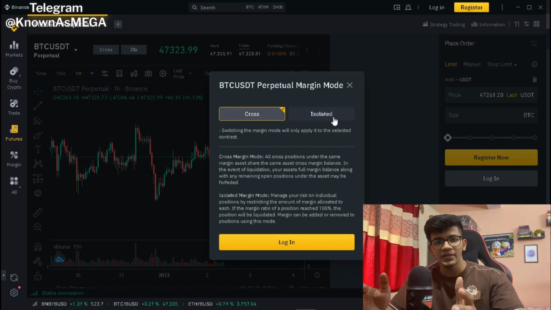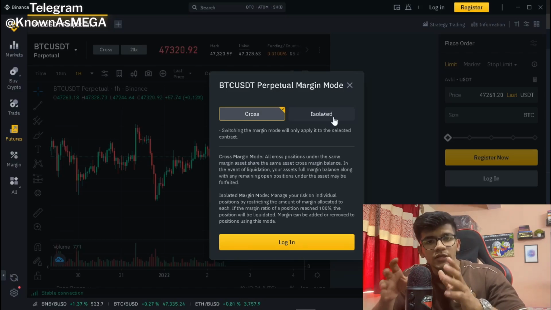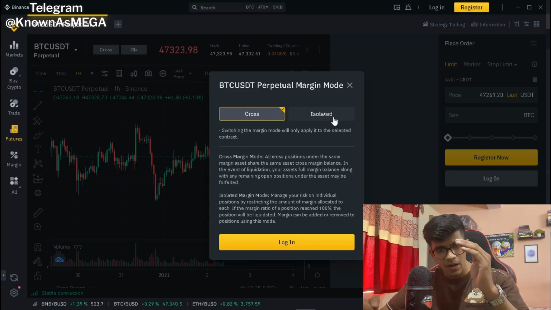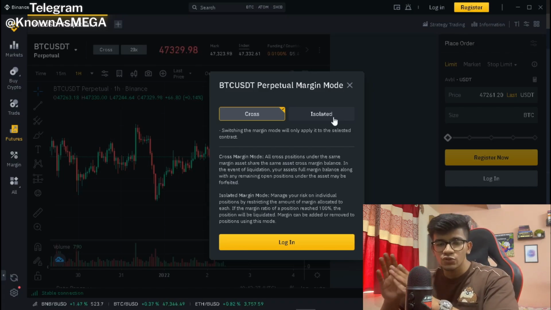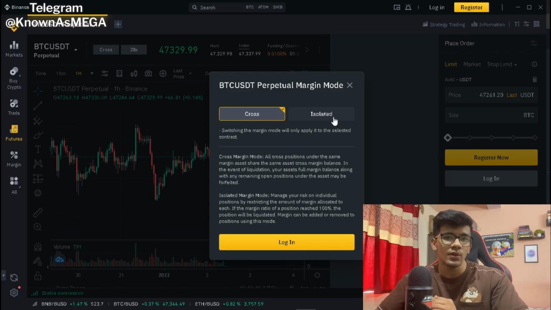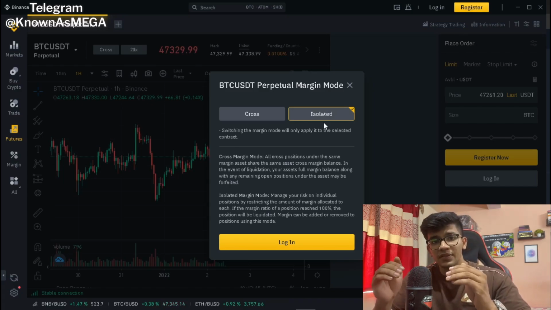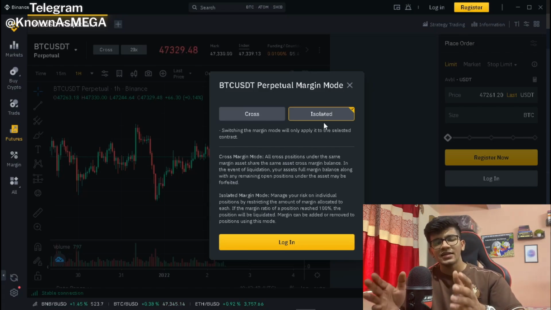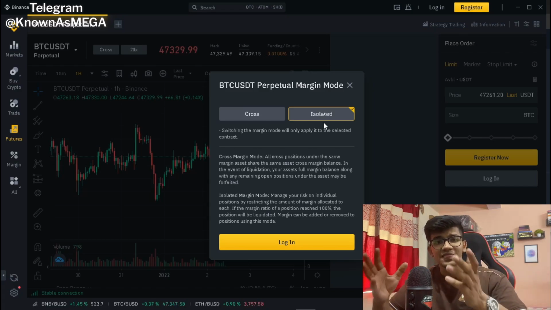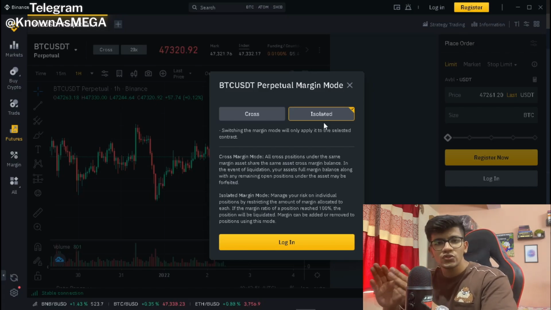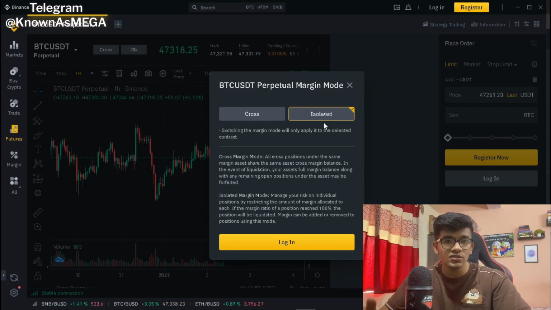Cross means that if you are taking a particular trade, you are putting your whole account at risk if you don't place a stop loss. For example, if I have a $10,000 account and I deploy $1,000, but I have taken a lot of leverage and the market goes against me, my whole $10,000 is at risk even though I deployed only $1,000. That is cross margin mode. And what is isolated? If I have a $10,000 account and I deploy $1,000 in a Bitcoin trade, then only that $1,000 is at risk. I cannot lose more than $1,000 in that particular trade.